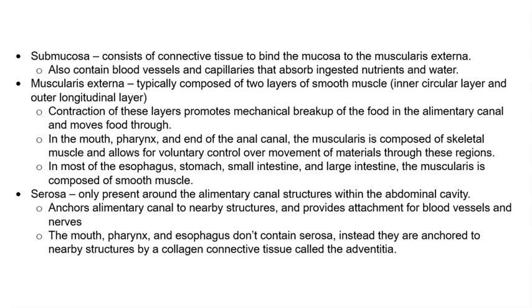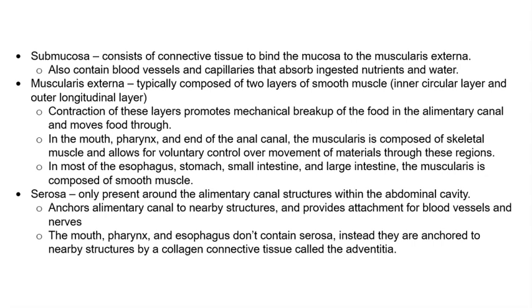The submucosa consists of a connective tissue that aids in binding the mucosa to the next layer, which is called the muscularis externa. We also see that the submucosa contains blood vessels as well as capillaries that function in absorbing ingested nutrients as well as water. The muscularis externa is the next layer, which is typically composed of two layers of smooth muscle. There's an inner circular layer and an outer longitudinal layer.